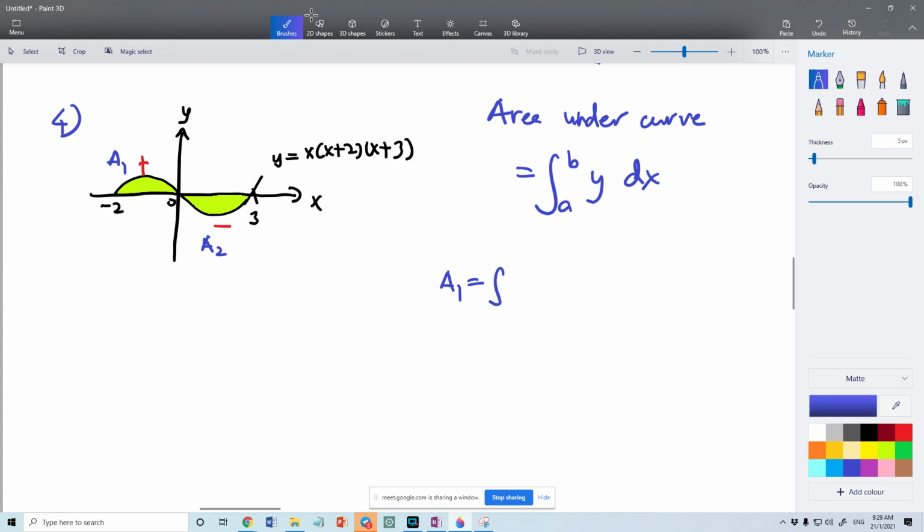Okay, what is limit for A1? Integrate. Yeah, correct. Negative 2, 0. Betul. Negative 2, 0. Correct. Okay. And this function. So, you put x. X plus 2. X plus 3. Then, dx. Okay. X. X plus 2. X plus 3. dx. Okay. Then, this is A1. And then, A2. Go for A2. A2 equals to.